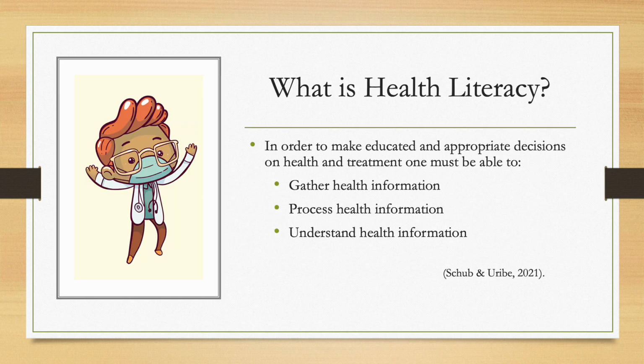So the first thing we are going to talk about is what even is health literacy. Schaub and Erb speak about how it is defined as the level to which patients are able to gather, process, and comprehend basic health information necessary for making appropriate choices about their health and treatment. So while a patient does all of these things to make decisions about their care, there are varying levels to which a patient is able to do this.